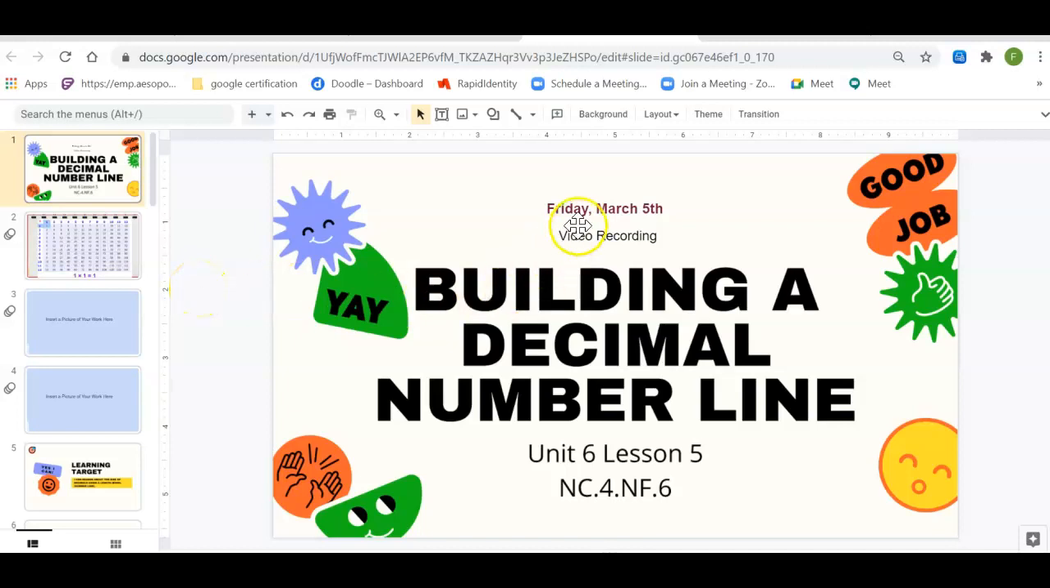Hello students, today is Friday, March the 5th, and we're going to be working on lesson number 5 today, building a decimal number line.